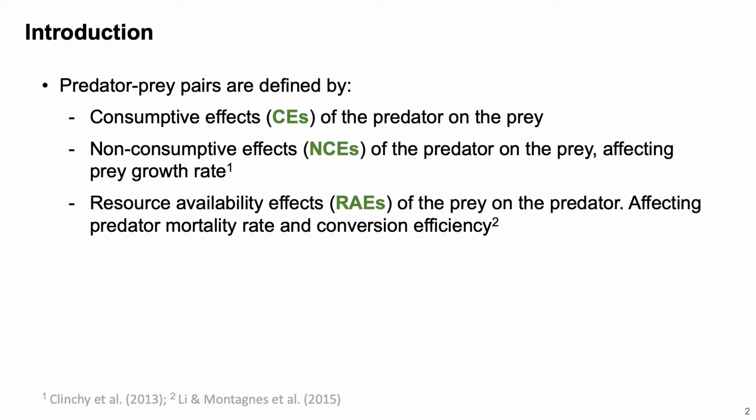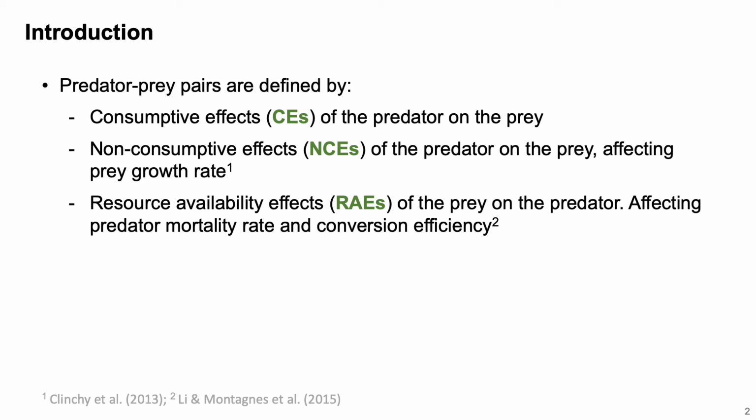In general, a predator-prey pair is defined by the consumptive and non-consumptive effects of the predator on the prey, as well as the density effects of the prey on the predator, which we here call resource availability effects. Non-consumptive effects on the prey are, for instance, induced defensive strategies and stress-induced changes in behavior in the prey, which do affect the growth rate of the prey.